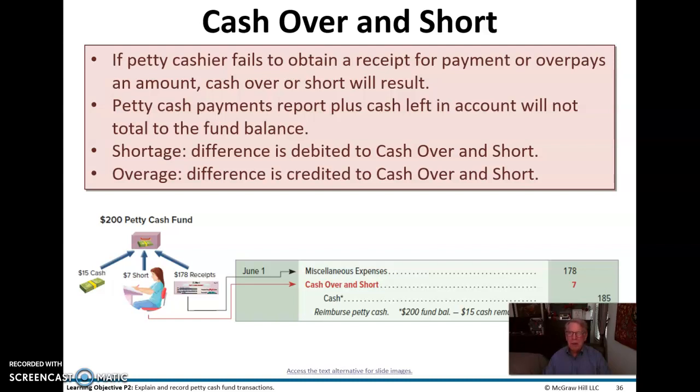So the petty cash payments report the cash left in the account and will not total. We have a shortage. I usually audit this at least quarterly and sometimes monthly, depending on the activity. So I'll go in and check to make sure that we have what we say we would, whether we have receipts or cash that total the total in the petty cash fund. And if we're short or over, we debit or credit the cash over or short account.